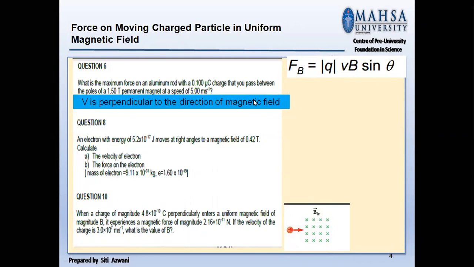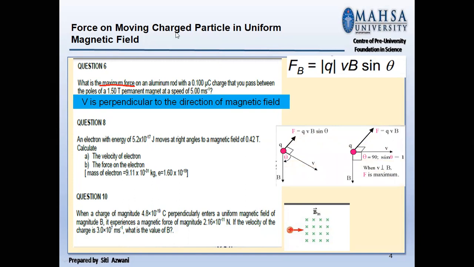For question 6, let's write the question here. You have your charged particle value 0.100 microcoulomb, and then the value of your magnetic field B is 1.5. The speed, the velocity, is 5 meter per second. If you want to calculate the maximum force, but before that, let's look at this figure.